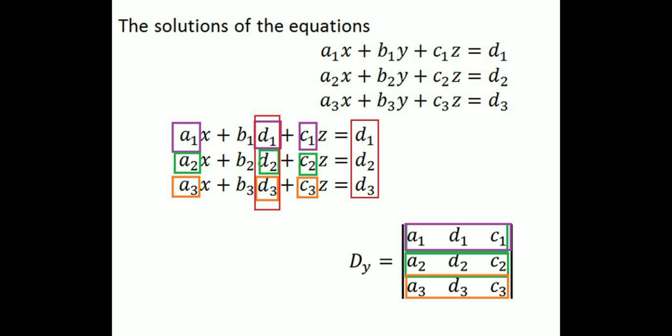Next, how to find dy? Again, we use the same trick. Replace b1, b2, b3 by d1, d2, d3 and take its determinant. We just replace the coefficient of y using d1, d2, d3. That means our dy is the determinant of a1, d1, c1, a2, d2, c2, a3, d3, c3.